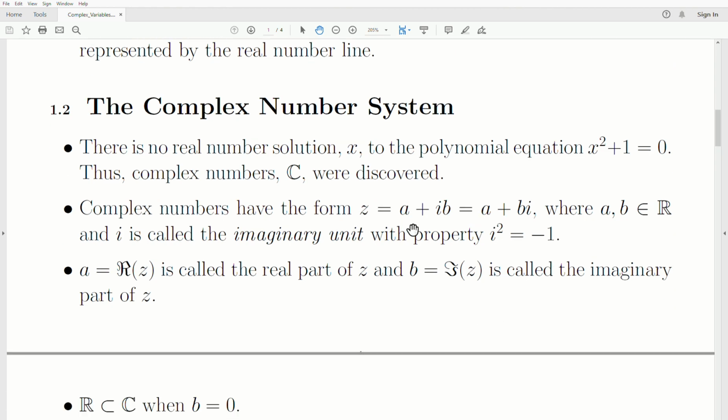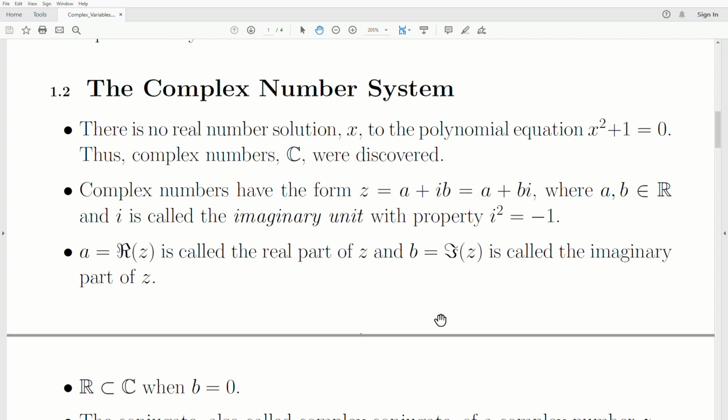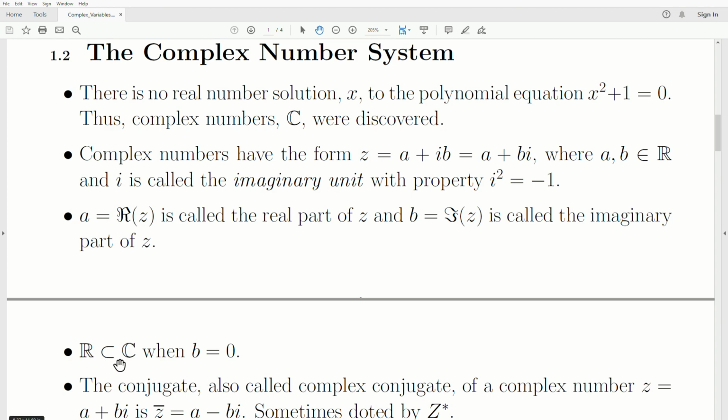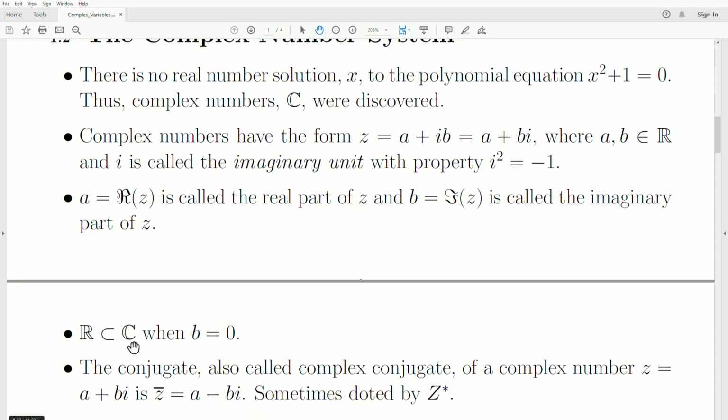Now, of this complex number a plus bi, a is called the real part of z, and it's denoted by script R of z. And b is called the imaginary part of z. And this is a script I, so I of z is the imaginary part of z. And we'll use these functions sprinkled throughout this whole playlist. Now note that R is a subset of the complex numbers when b is 0. So if we have a complex number a plus bi, if we set b to be 0, then we just have a, but a is a real number. And so the real numbers are a subset of the complex numbers.